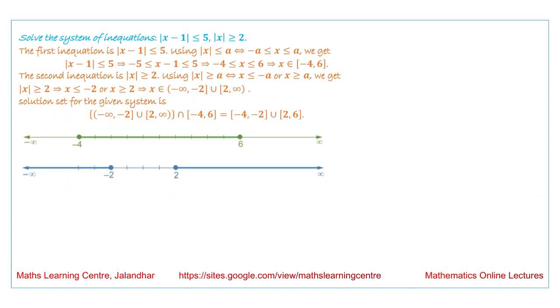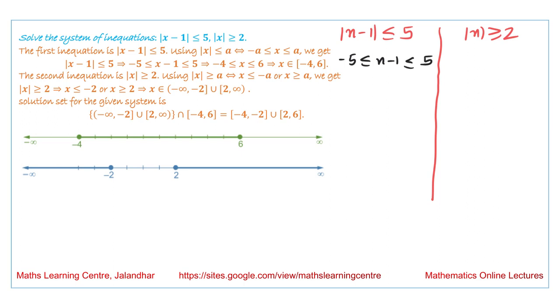Now in this next question, again we are given two equations. First is mod of x minus 1 is less than equal to 5, and second is mod of x is greater than equal to 2. On solving the first equation we obtain minus 5 is less than equal to x minus 1 is less than equal to 5. We add 1 on both sides, we obtain minus 4 is less than equal to x is less than equal to 6. From the second equation we are writing x is less than equal to minus 2 or x is greater than equal to 2.